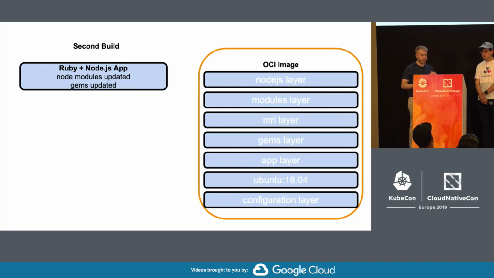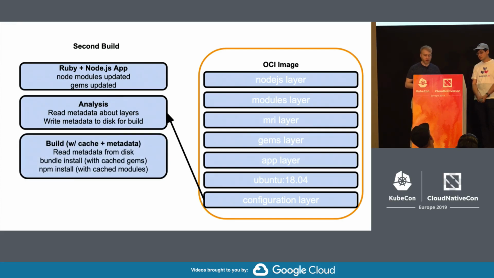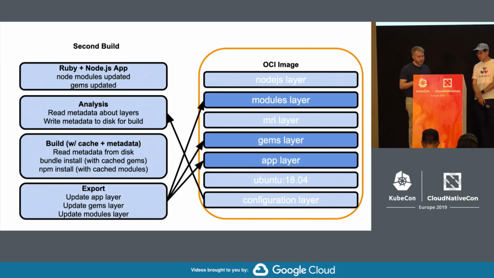upload an app with a different package.json and a different Gemfile. During the analysis phase, we read information about all the layers. The buildpack knows, oh, I don't need to rebuild a layer for Node.js or for Ruby. I just need to run bundle install and npm install to regenerate the things locally. And I even have the npm cache available. There's an inter-build cache that's separate from the layer cache. And then just the new layers that changed are exported out to the registry. And the whole thing is stitched together back in the registry really quickly.